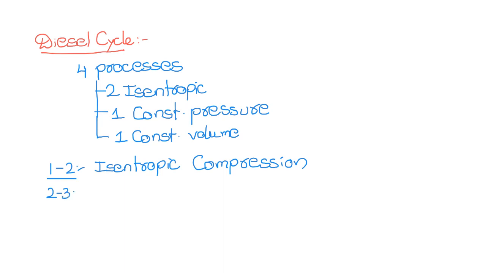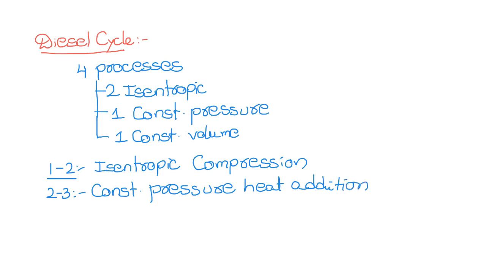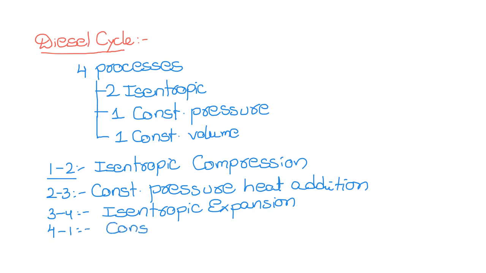Process 2 to 3 is constant pressure heat addition. Process 3 to 4 is isentropic expansion. And process 4 to 1, constant volume heat rejection.